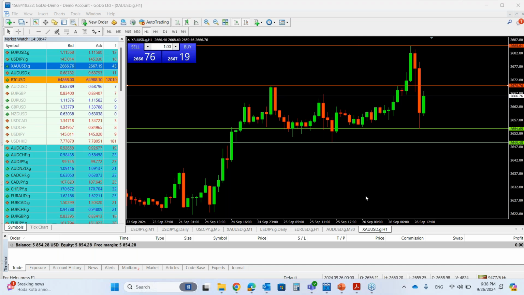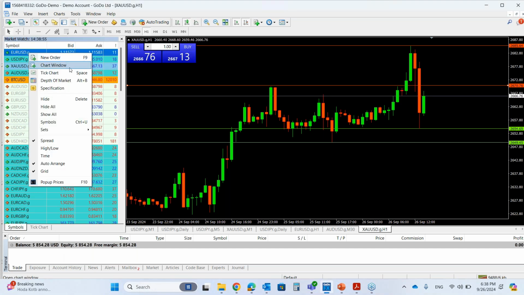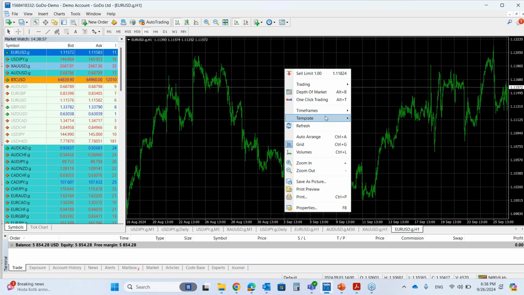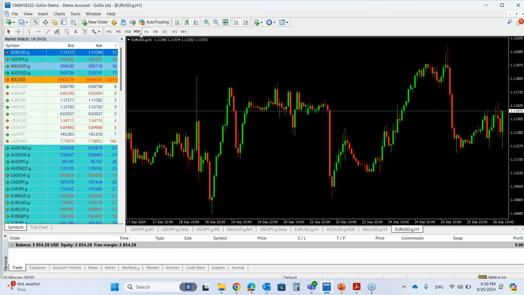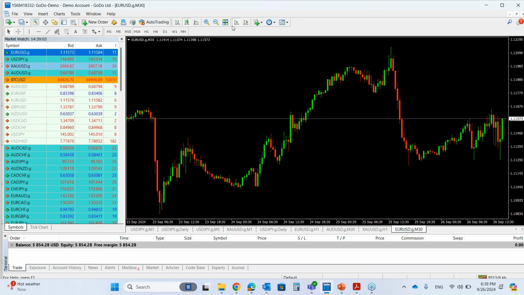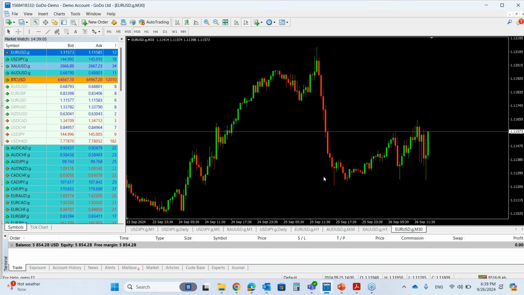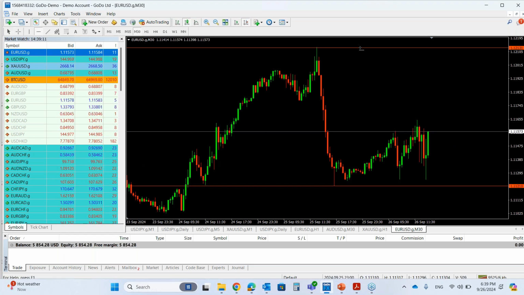Let's see something else. We have gold. Somebody is asking about the euro dollar. Okay, let's open the euro dollar chart and apply our template. Let's make it a 30-minute chart, and you will see it's clear. You can see it here. This is a support, this is a resistance, this is a resistance.